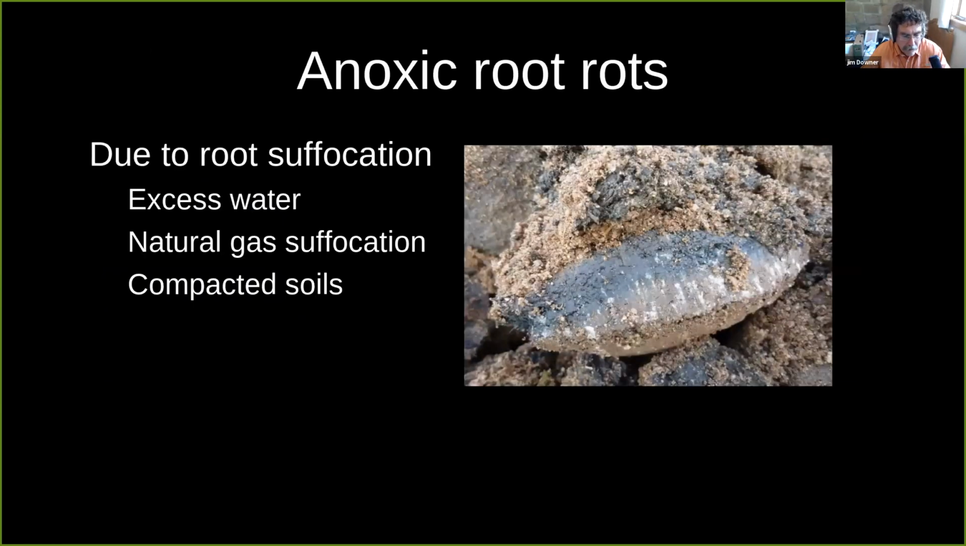And the other way that trees die of root rot is from anoxia or hypoxia. And this is usually due to suffocation. Well, how does that happen? The most common way I've seen is natural gas leaks. If there's a natural gas leak in a soil, it pushes out all the oxygen, and the roots that are exposed in that environment can't respire and they die.